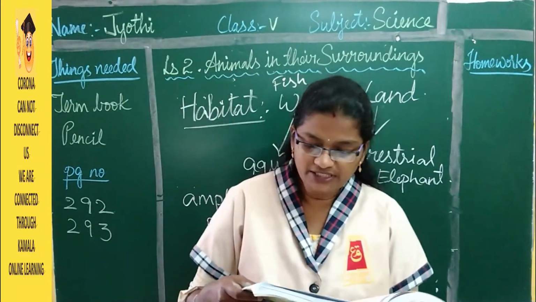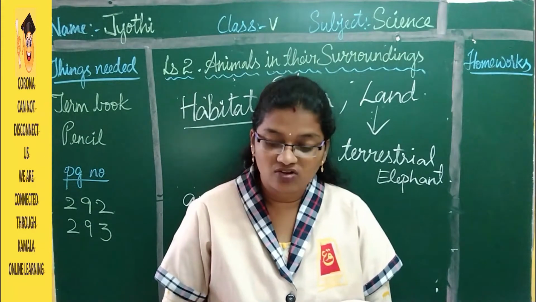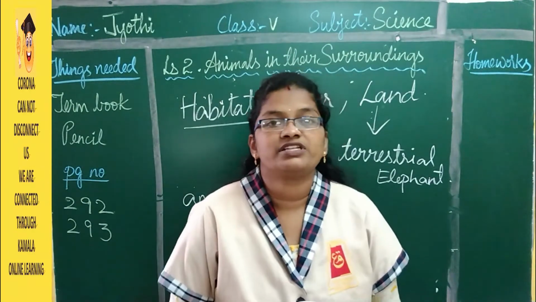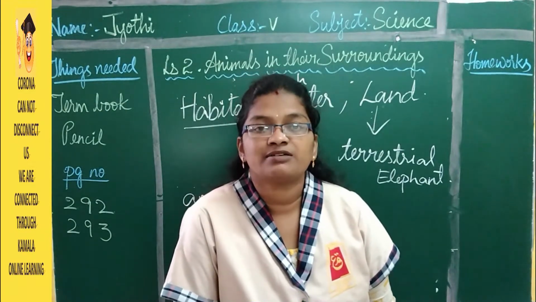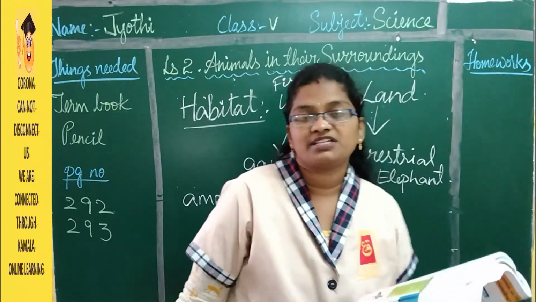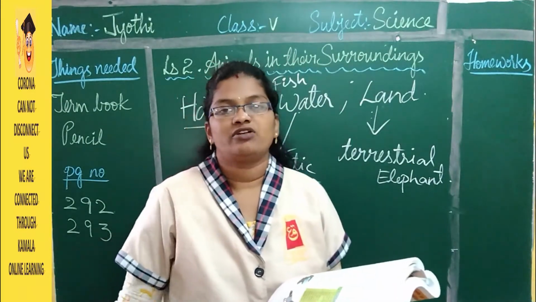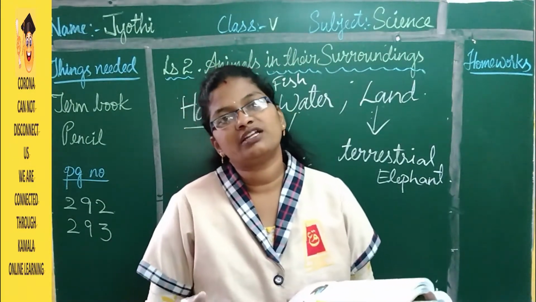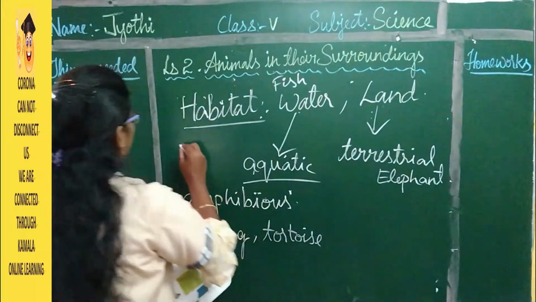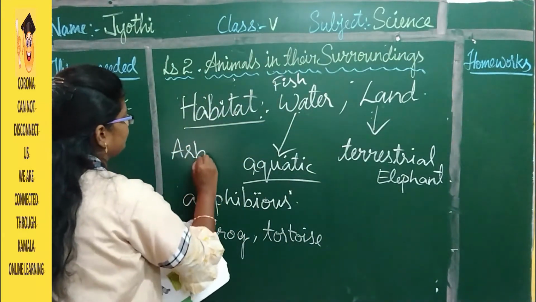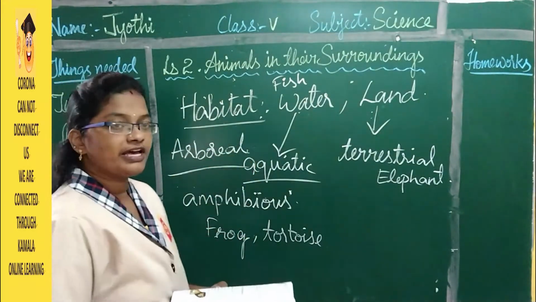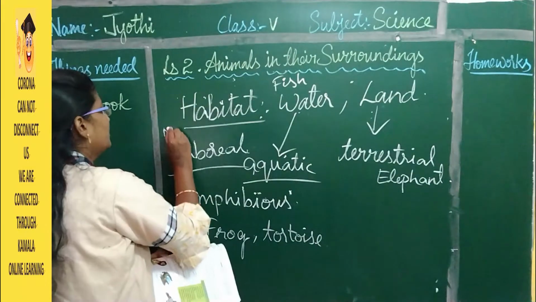Animals that live on trees are called arboreal animals. Animals which live on trees like monkeys, birds, they are all called arboreal animals. Then squirrels, yes, all these animals are dependent on the trees. So they are called arboreal animals. An example is monkey.